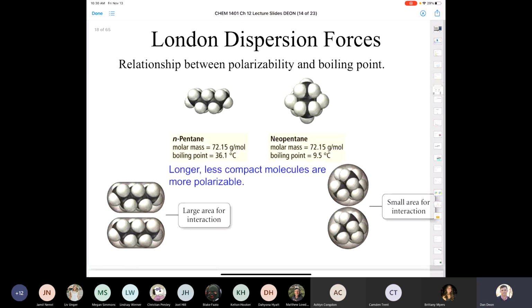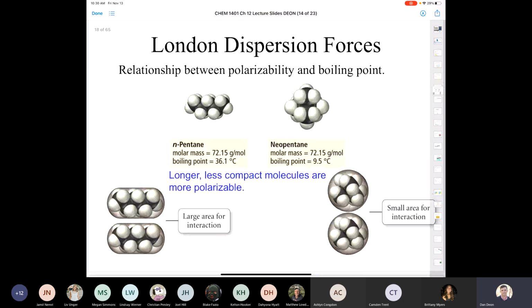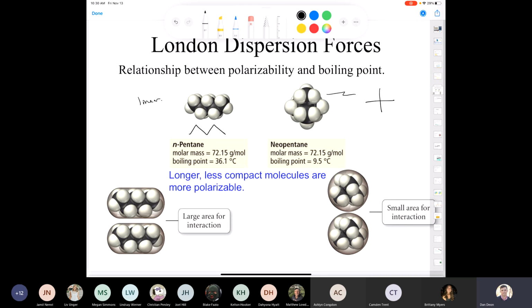Well, what about the shape of a molecule, right? I said that the shape affects the polarizability, doesn't it? This is n-pentane here. It's got a shape like this, 1, 2, 3, 4, 5. It's a straight chain. It's linear. Okay. And here I have neopentane. It's got a shape that looks like this. Okay. It's kind of like a sphere.